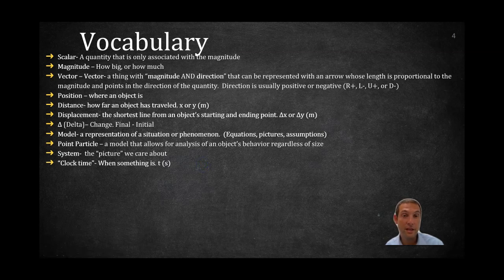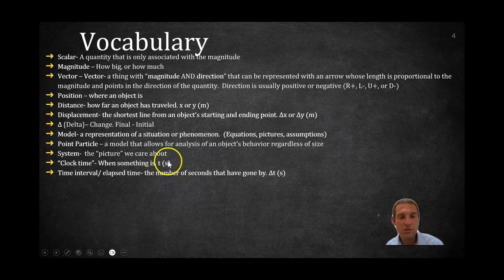Clock time is when something is. It's 3 o'clock now. For clock time, we use the symbol t, measured in seconds. Time interval or elapsed time is the number of seconds that have gone by. For this, we're going to use delta t, the change in time, time elapsed, again measured in seconds.